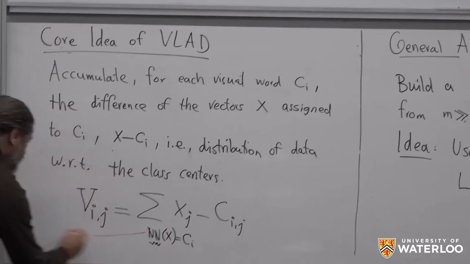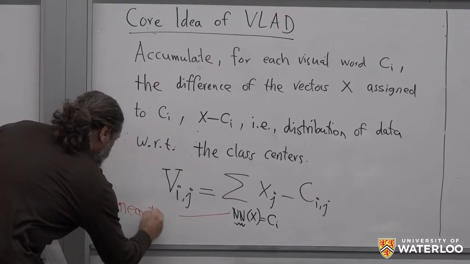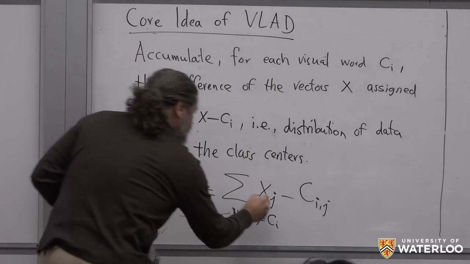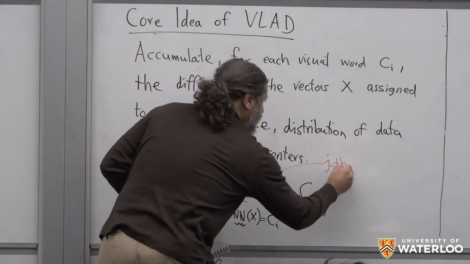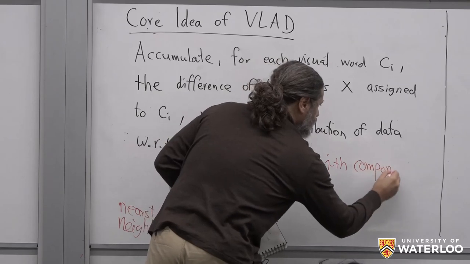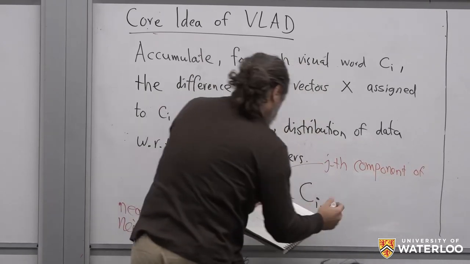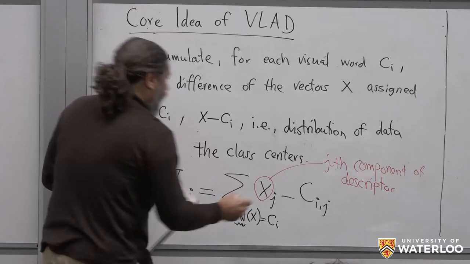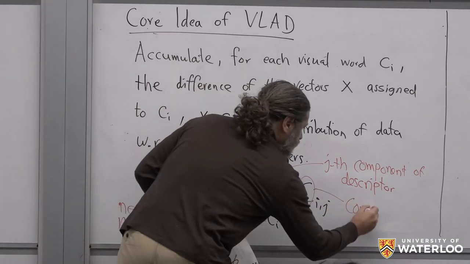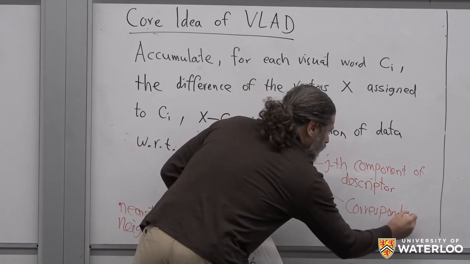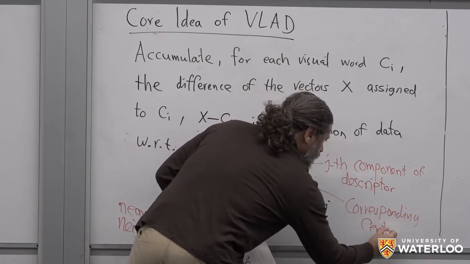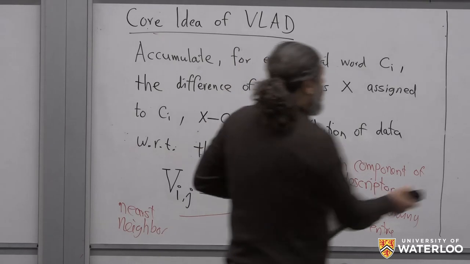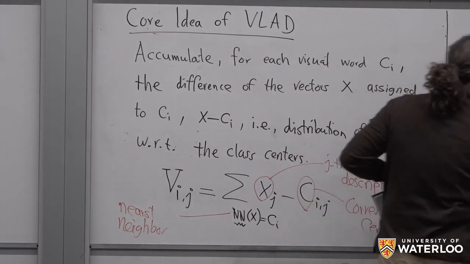So let me write it again. This is the nearest neighbor. This is the jth component of the descriptor X, of the descriptor. And this is, of course, the corresponding cluster center. And the Fisher vector, the VLAD, does not really perform well unless we also do a final step.